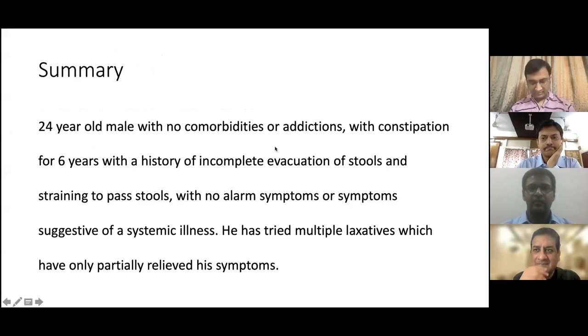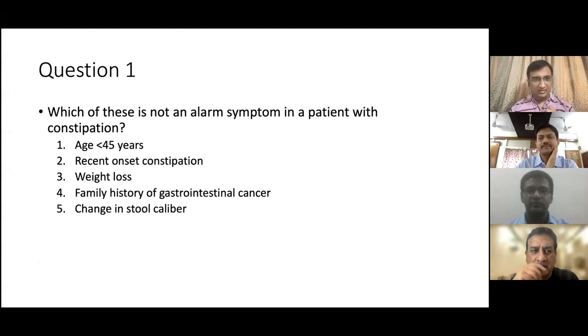After the summary, we have a couple of questions for the audience poll. So this is the first question. If you can just put up the poll. Which of these is not an alarm symptom in a patient with constipation? Age less than 45 years, recent onset constipation, weight loss, family history of GI malignancy, and change in stool caliber.